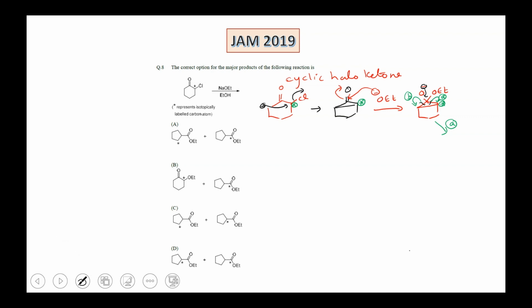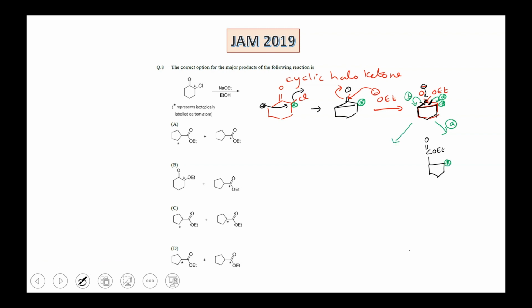So on A cleavage, this carbon will be attached to this side of the ring. So I'll be having COOEt attached to this part of the ring, is it not? So I'll be having the formation of a product like this. And don't forget to label the carbon, and this carbon is labeled.